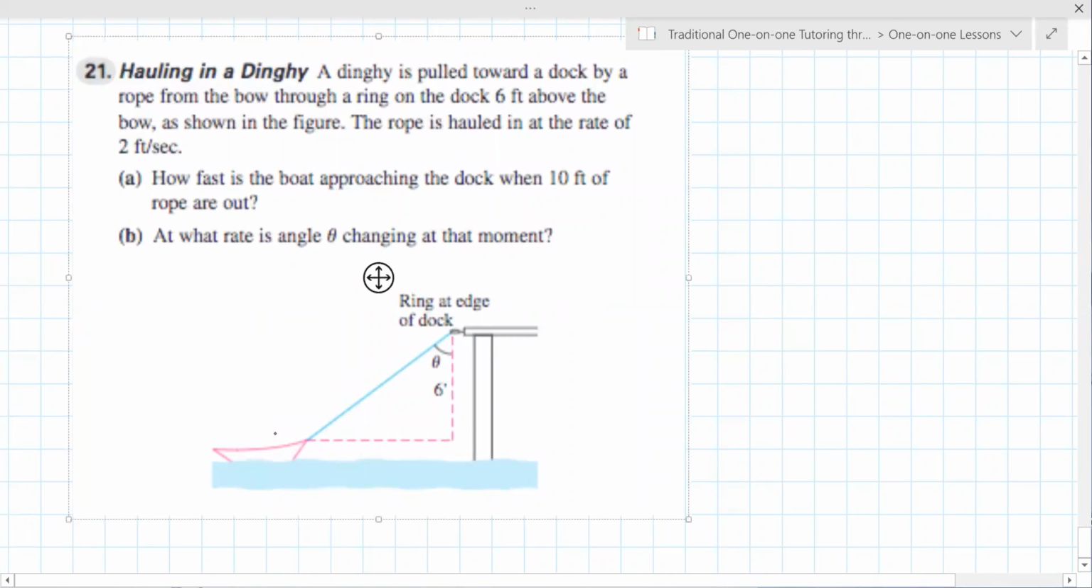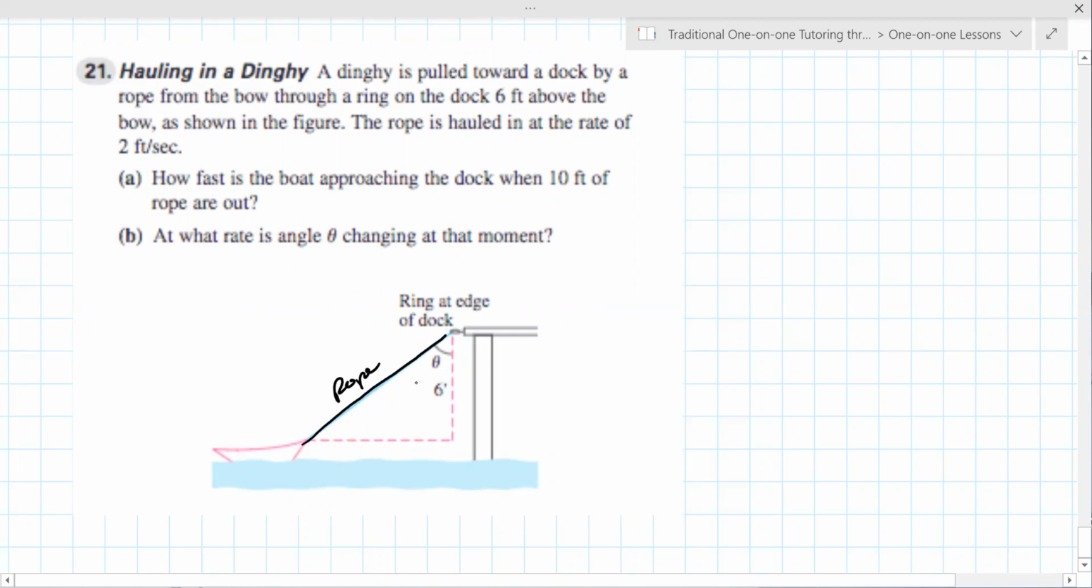Sometimes it's a boat. I mean, it is a boat, but a dinghy is pulled toward a dock by rope from here. So this is the rope. Sometimes that's unclear if you haven't been out in the water. Through a ring on the dock, 6 feet above. So that's 6 feet above the bow. The rope is hauled in at a rate of 2 feet per second.